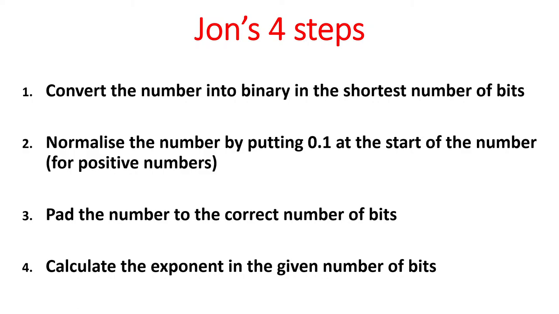So let me show you four steps. If you're on your computer or on your phone, I would strongly suggest screenshotting this. If you've not been taught this, you need to know it. My four-step method: you convert the number into binary in the shortest number of bits. Normalize by putting 0 point whatever. It doesn't have to be a 1, it could be 0 point whatever. Just put a 0 point at the front. Pad to the correct number of bits from the exam question. And then calculate the exponent in the given number of bits. Now, don't worry, we're going to come back to this and test this out.